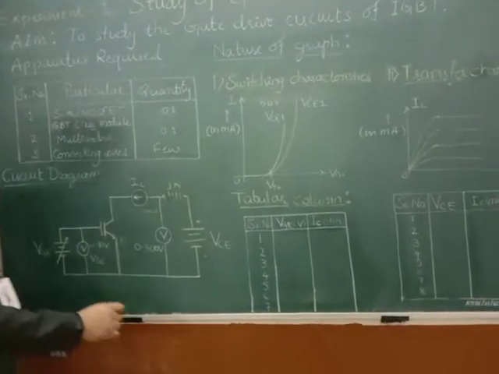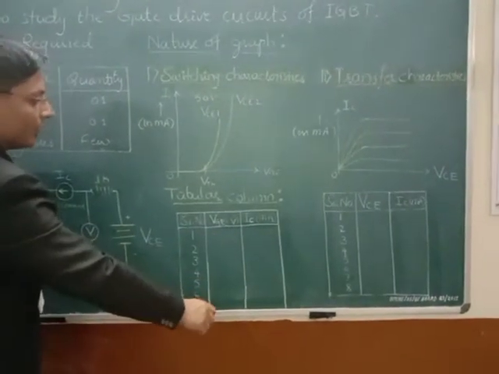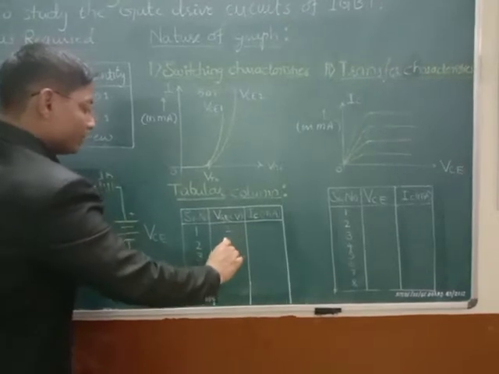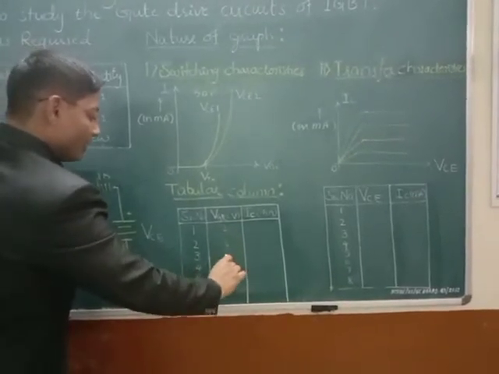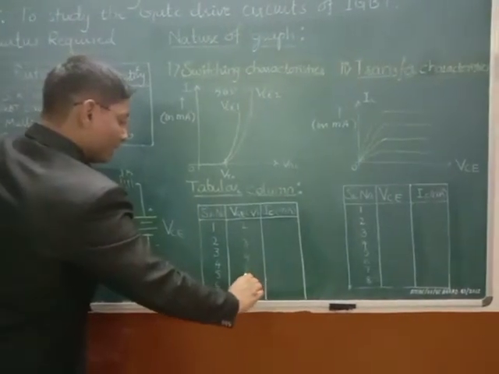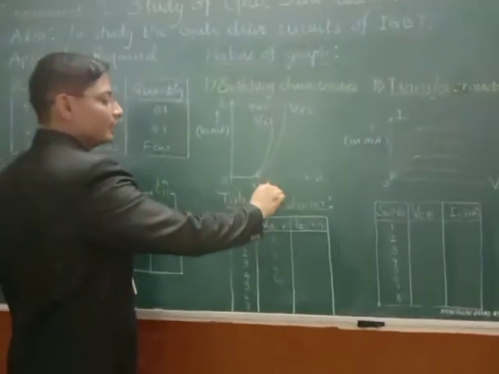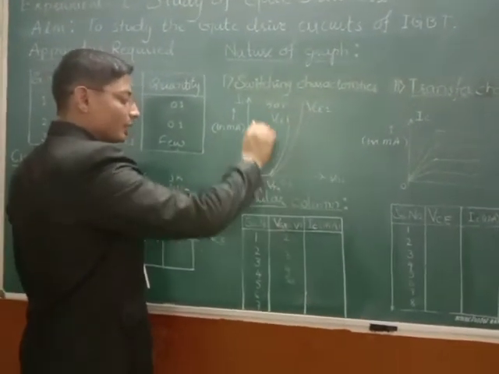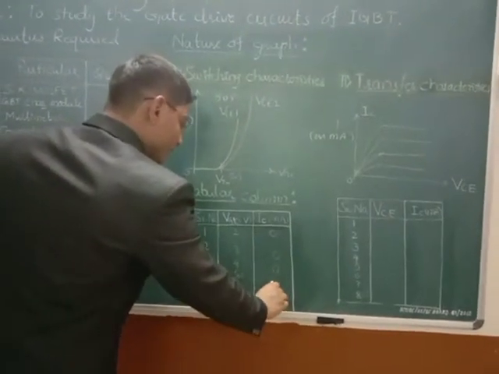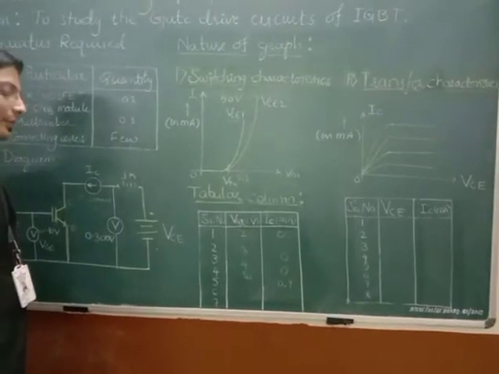Now we are going to increase the value of VGE in steps, and we will see that when we increase it to say 2 volt, 3 volt, 4 volt, then 5 volt, exactly at 5 or 5.1 there is a change in the current. Till this we get 0, but suddenly here we see 0.7 or 0.8 or 1 milliampere of current.